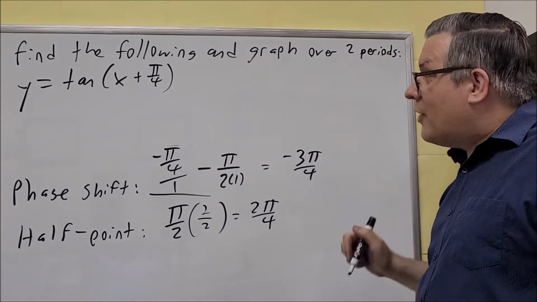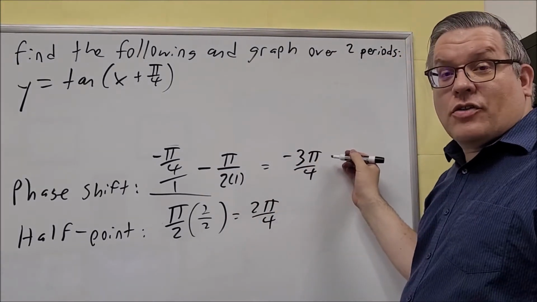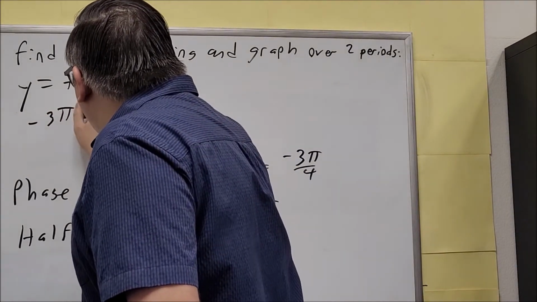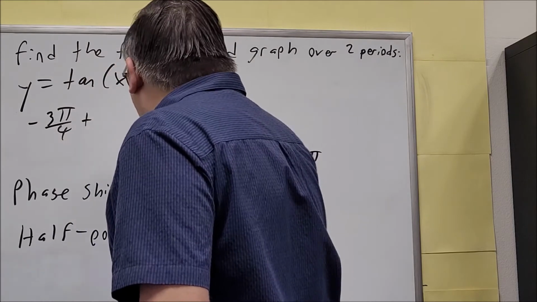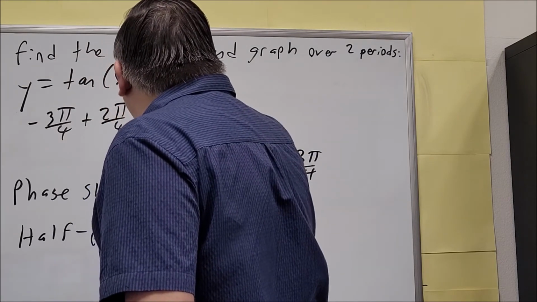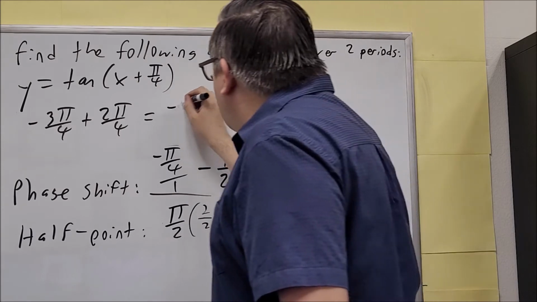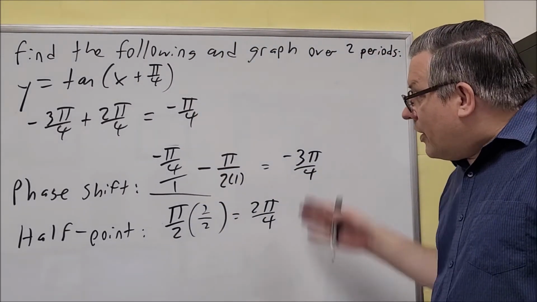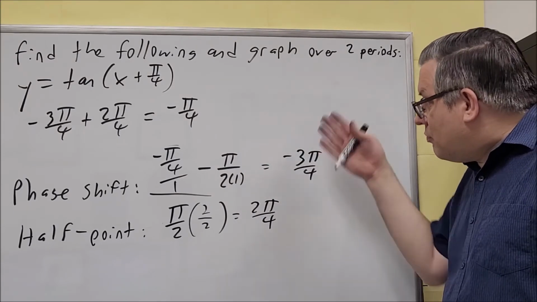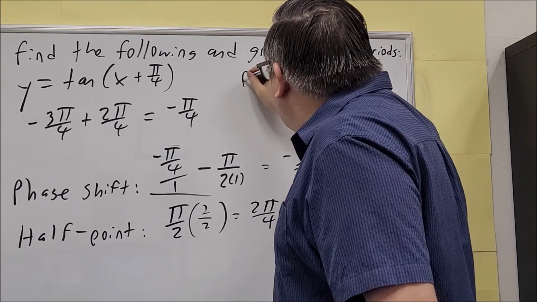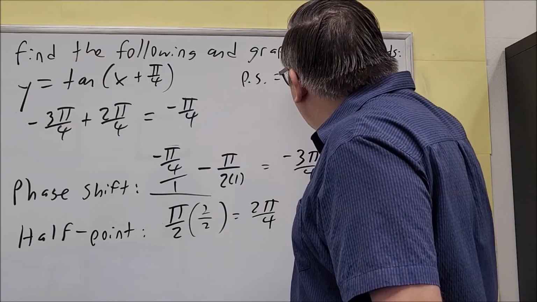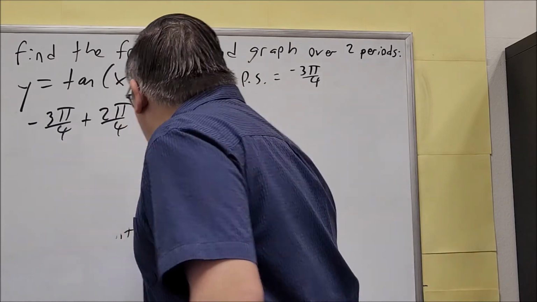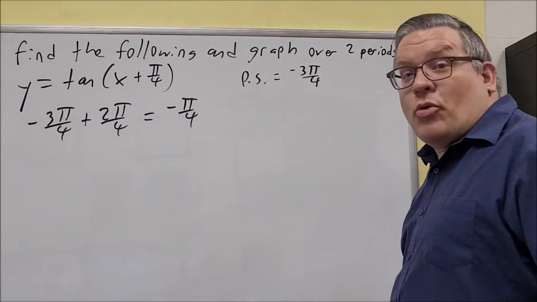So let's do that up here and get our key points. Okay, so first, this is our first one, of course, negative 3 pi over 4, but we have to find 4 other key points. Negative 3 pi over 4, we're going to add the half point to it, 2 pi over 4. And by adding that, we get negative pi over 4. That's going to be your second key point. Hopefully you have all this down here, so let me go ahead and put PS, phase shift is equal to negative 3 pi over 4. I'm going to erase this for extra space. And we'll generate our other key points here.